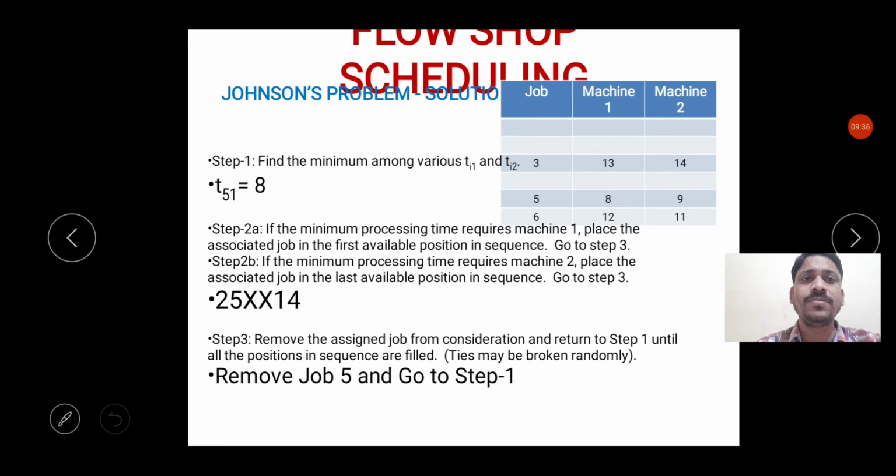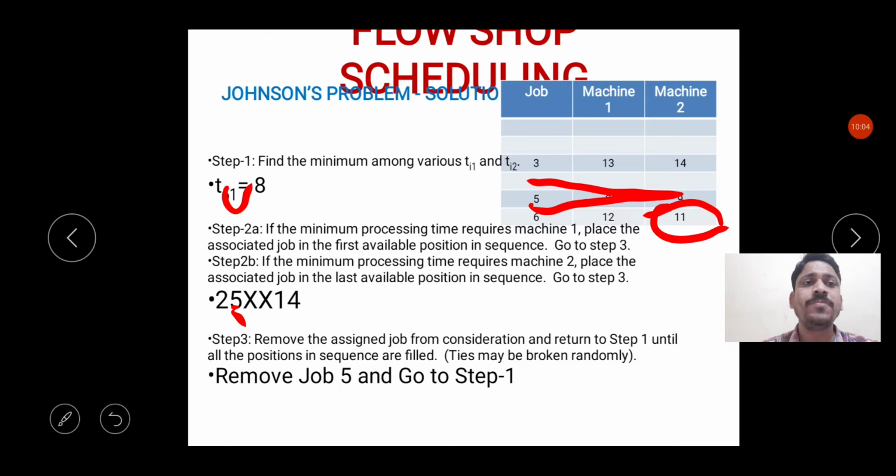So right, we'll check here. Job 5-1 means 5th job of machine 1. So it is on machine 1. So from the first available space, job 5 is placed in the second place, and again we will remove this job 5 also, right? So now only 2 jobs are there, and the processing times of job 3 and job 6 are 13, 14, 12 and 11. So what is the minimum one? The minimum time is 11.